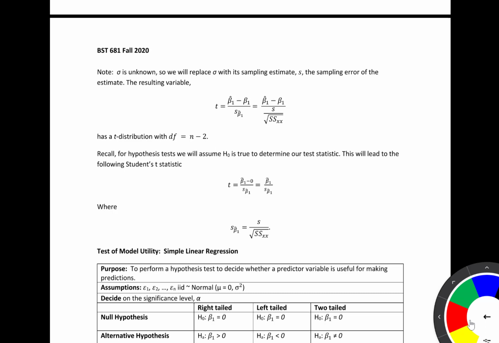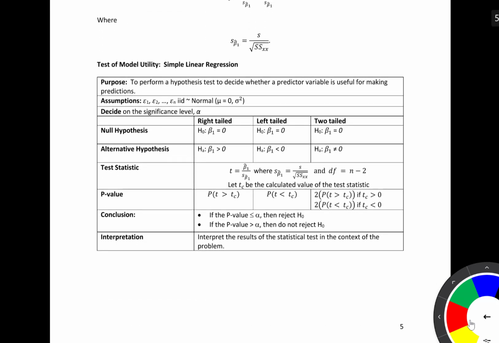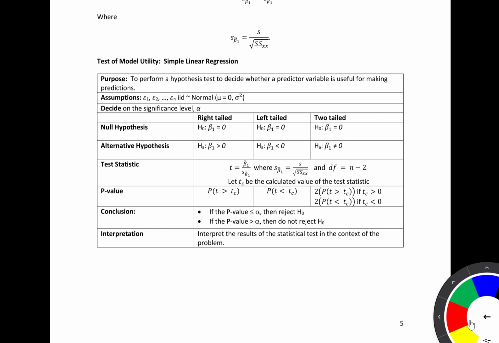Remember that t distributions are defined by their degrees of freedom. So the degrees of freedom on this t distribution is going to be equal to n minus 2. And so we have our formulas here for our test statistic. And we call this particular test, when we're testing to see whether or not the slope is equal to 0, the test of model utility. And this table here summarizes that test. And we're going to perform this for our delinquency index and IQ example.